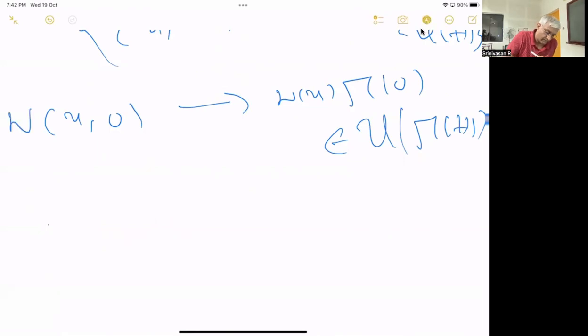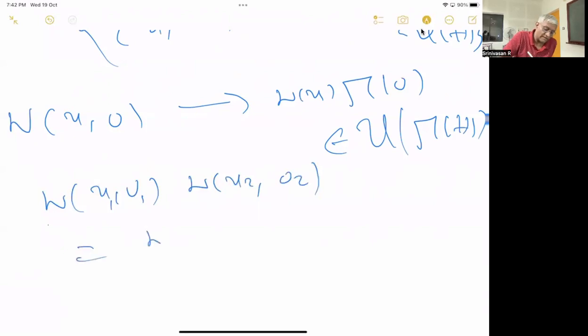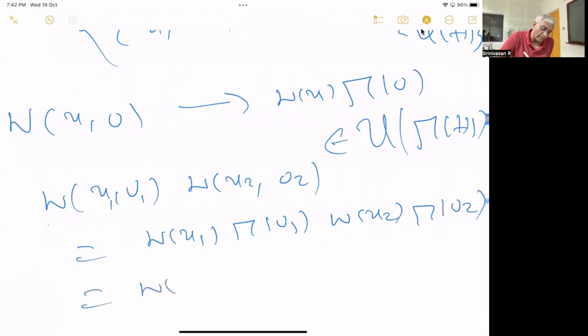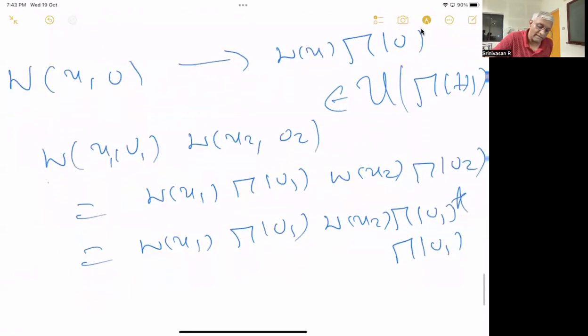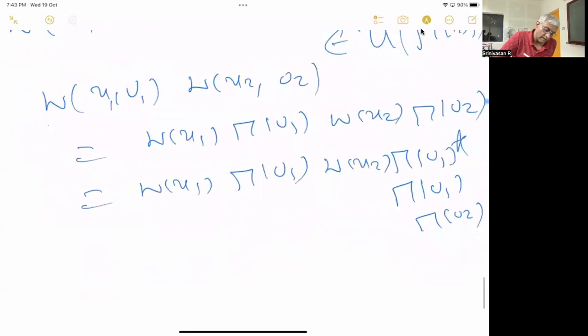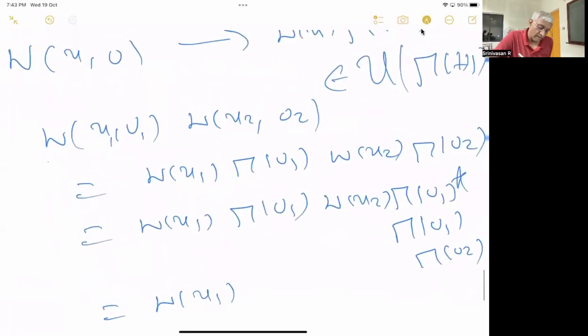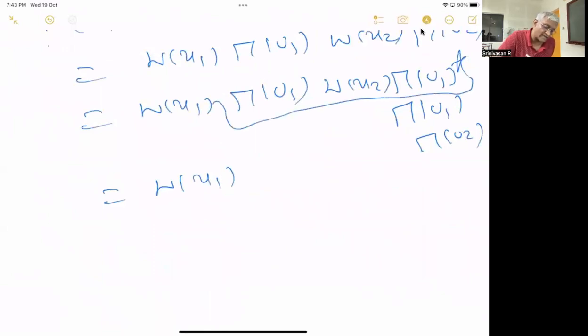Then let us consider the product, W of u1, U1 times W of u2, U2. If we just take, that is just W of u1, gamma of U1, then W of u2, gamma of U2. And we know that this is equal to W of u1, you can write it as gamma of U1, W of u2, gamma of U1 star, gamma of U1, then gamma of U2. And now you know that gamma of this one is just the action. W of u1 plus U1 u2, then gamma of U1, gamma of U2.